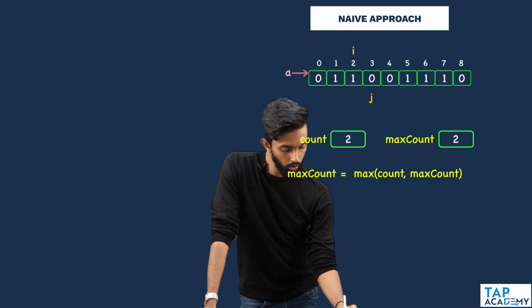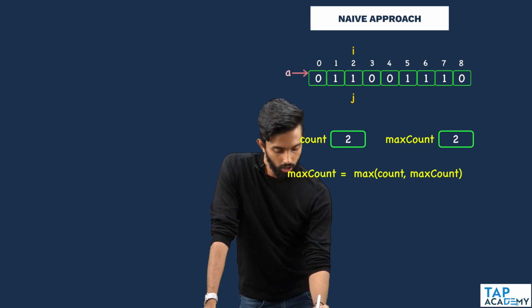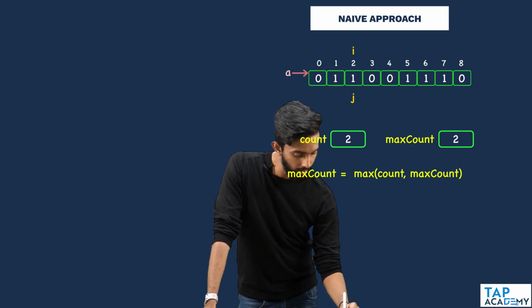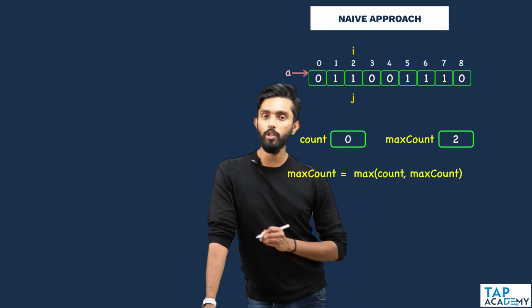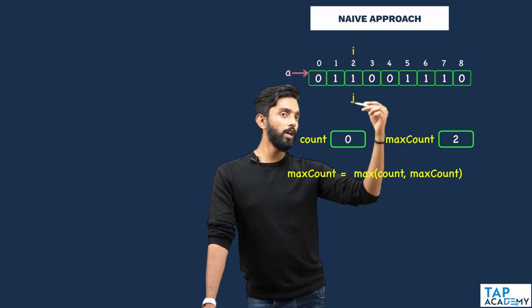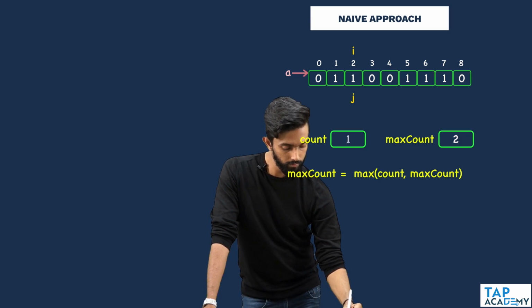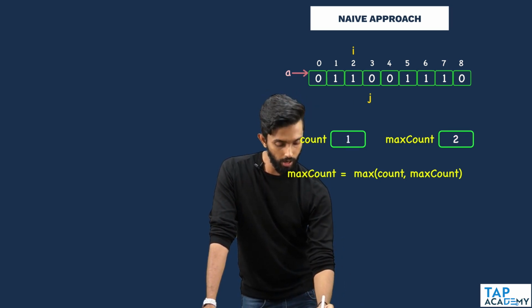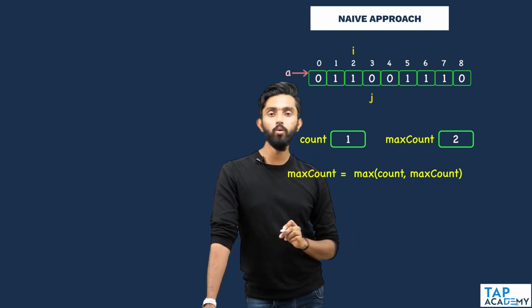Then I moves forward. J again comes wherever I is. And of course, every time I moves forward, you must reset the count to 0, because the chain broke and you are counting again. Now I will check, is the jth value 1? Yes, I will increment the value of count. J moves forward. I will check, is the jth value 1?